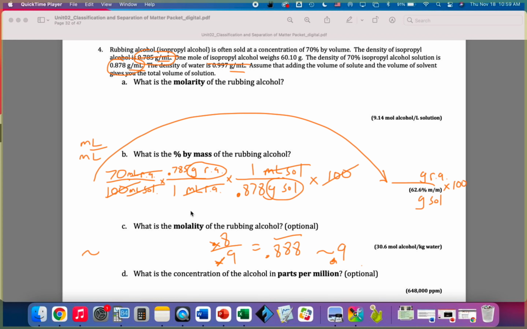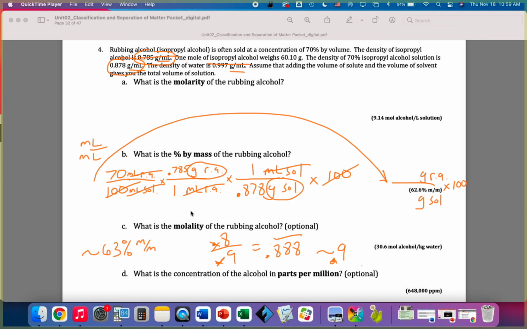So I think the answer is pretty close to 63%, based on mass, so m over m. Sure enough, the answer key really likes that estimate, but we can chuck it in the calculator just to be safe. So we have 70 times 0.785 divided by 0.878. And sure enough, I get 62.585. We'll go with 3 sig figs on top, 3 sig figs on the bottom. Again, I'm not really counting the 70% as sig figs. That's just kind of a whole number. Maybe I should include that as only 1 sig fig, but I'm going to go with 3, so I think 62.6% is appropriate. And sure enough, that's what we got.